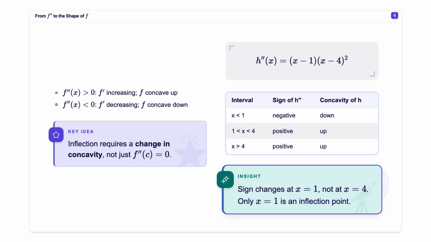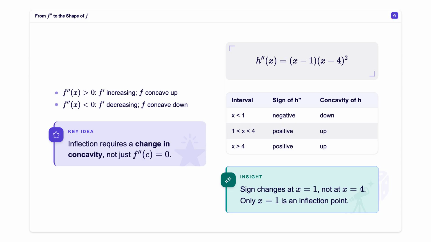At x equals 4, h double prime equals 0, but the sign stays positive on both sides, so x equals 4 is only a candidate, not a confirmed inflection point. Keep that distinction in mind. Zeros of the second derivative are places to investigate, but sign changes confirm inflection points. You will get to practice reading these clues next.